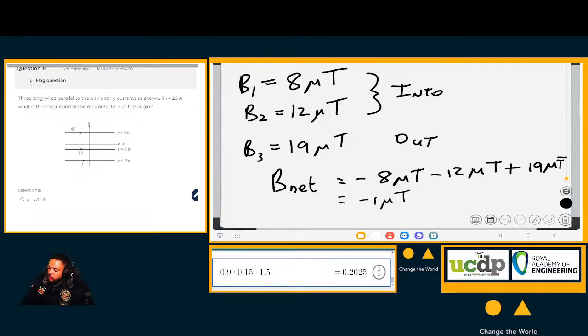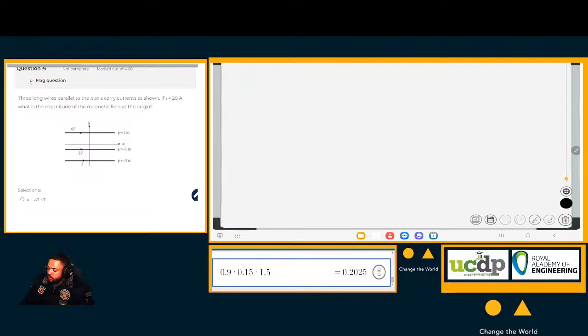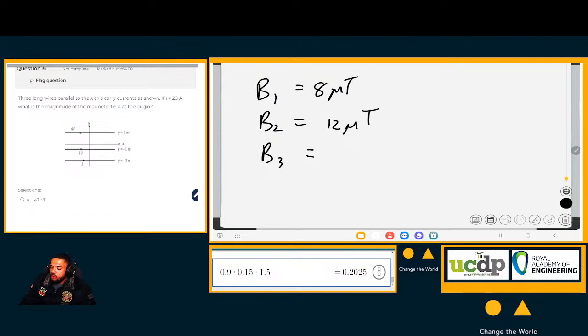No, sorry, the third one here is not 19. 19 was the actual end of it. B1 is equal to 8 microtesla, I got that correct. B2, I just read the wrong value here, 12 microtesla. But for B3, excuse me, B3 is equal to 1.3 microtesla.